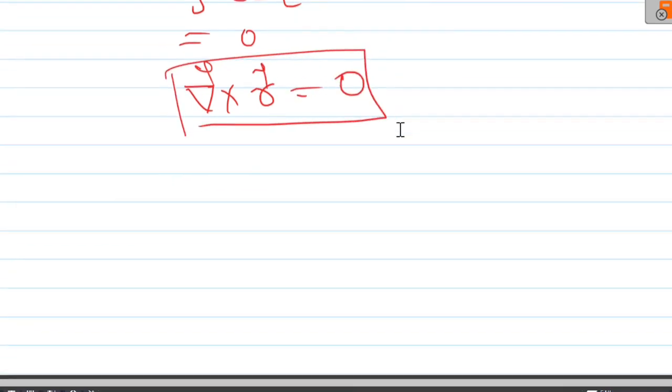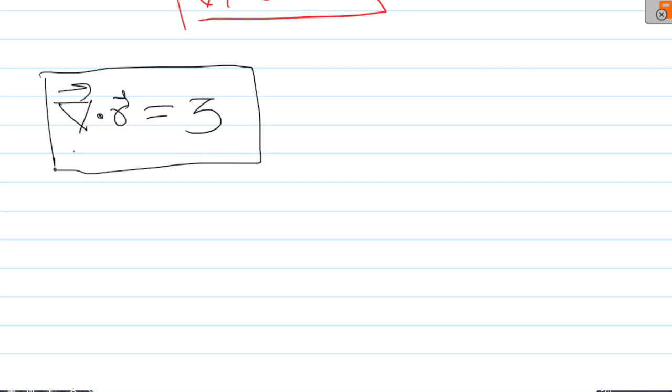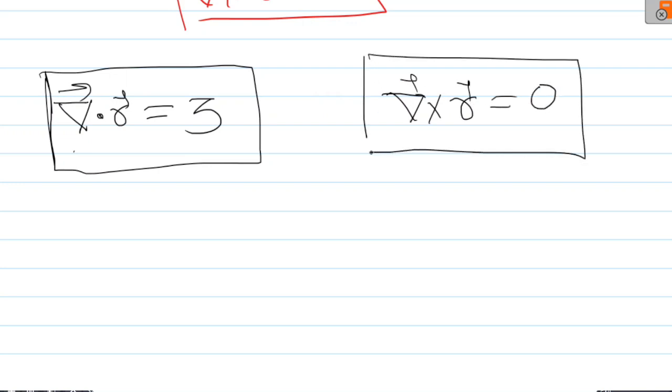So here we can write that the divergence of r in all three coordinate systems, that is Cartesian, spherical and cylindrical, is 3, and the curl of position vector in all three coordinate systems is 0. So remember.